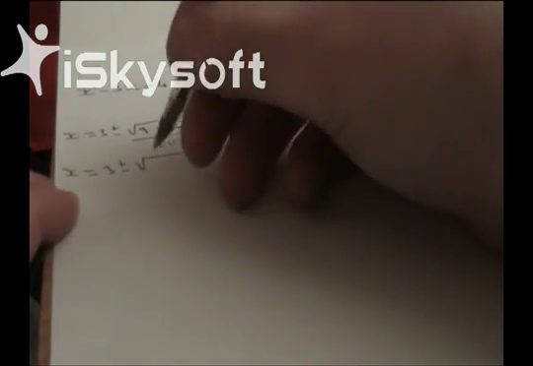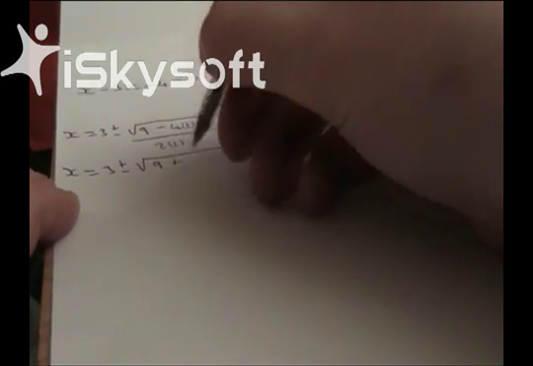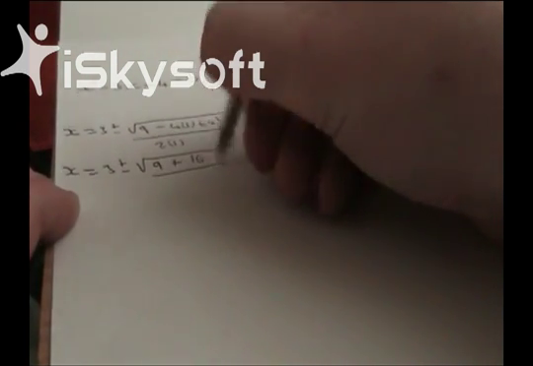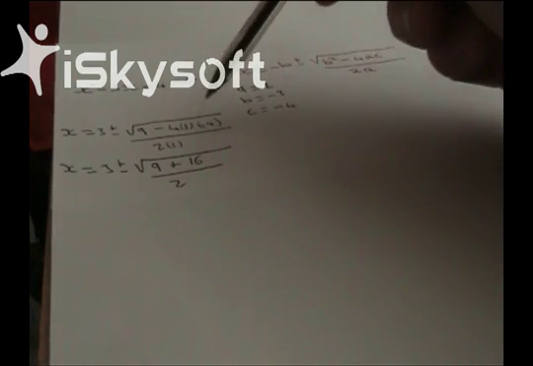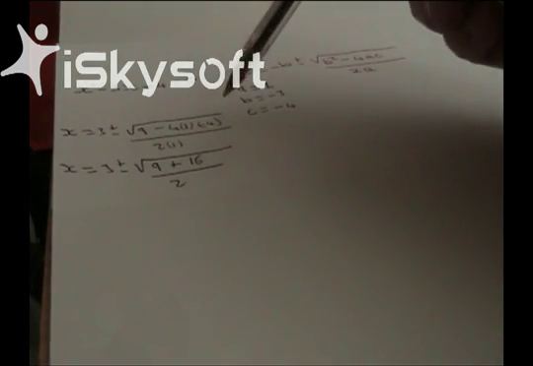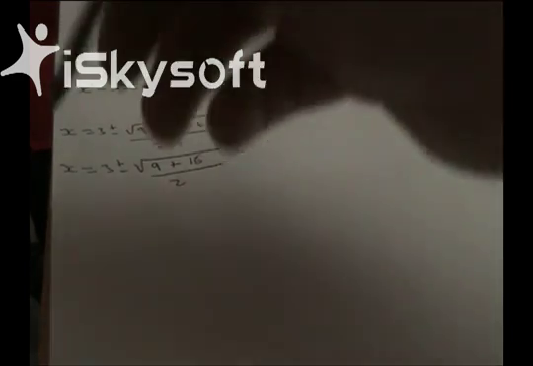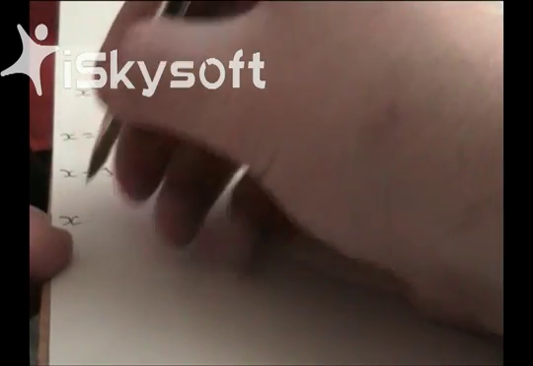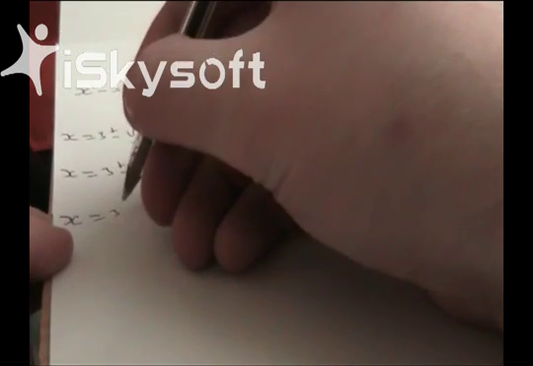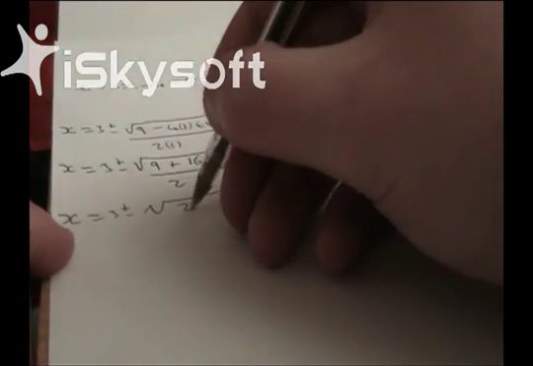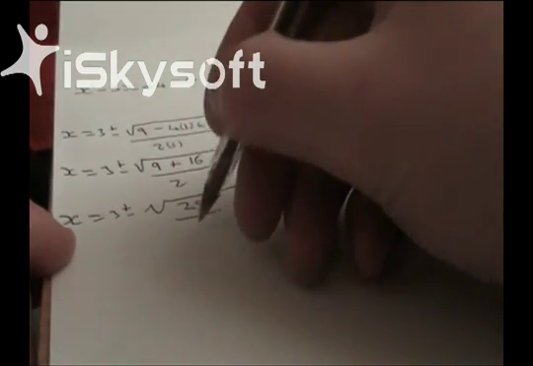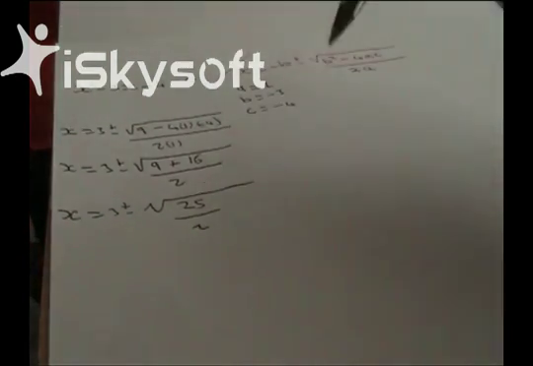We can continue with this now, with x is equal to 3 plus or minus again the square root of 9 plus 16, over 2. Now we got the 16 here, for 4 times 1 is 4, times minus 4 is minus 16. So we can continue here again, and now we will go x is equal to 3 plus or minus the square root of 25 over 2. And the square root of 25 is 5.